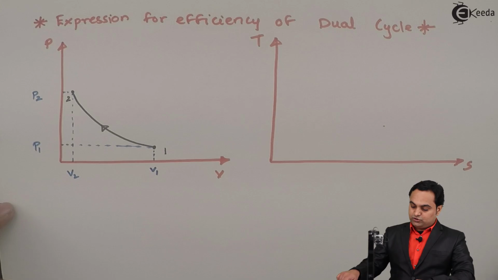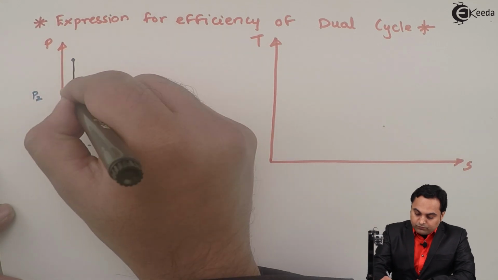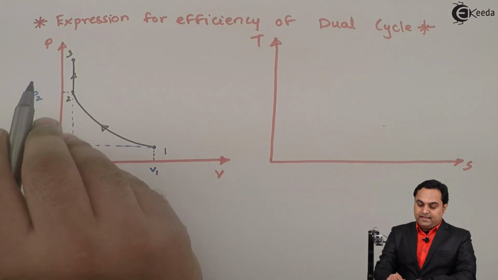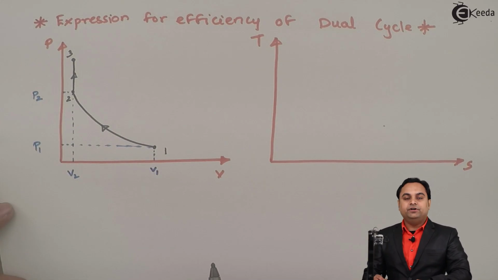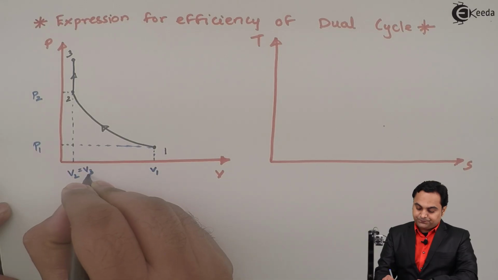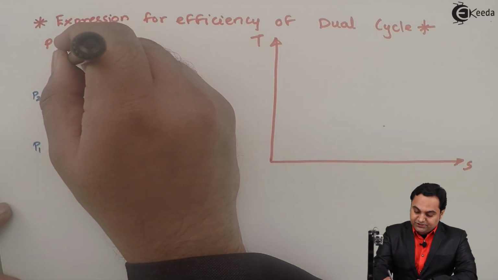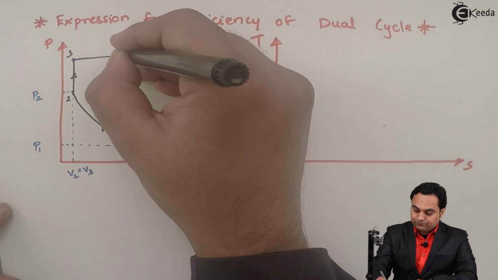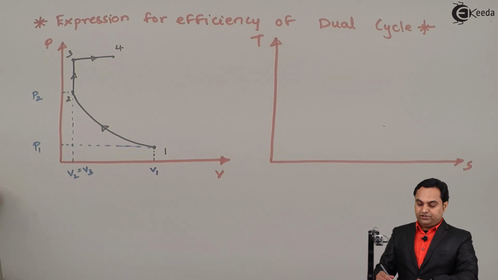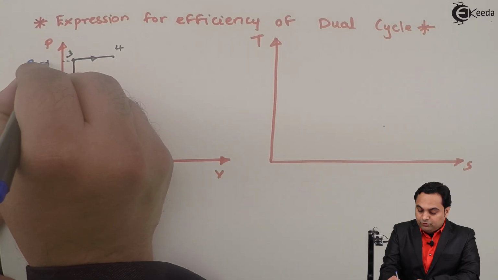Next, process 2 to 3 is constant volume heat addition. So from 2 to 3 the heat will be added at constant volume, and we can see that there is rise in pressure during the heat addition process, but the volume is constant, so V2 is equal to V3. Then process 3 to 4 is constant pressure heat addition. So when the heat is added at constant pressure, here P3 is equal to P4.